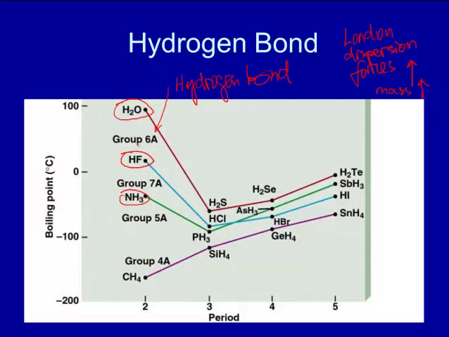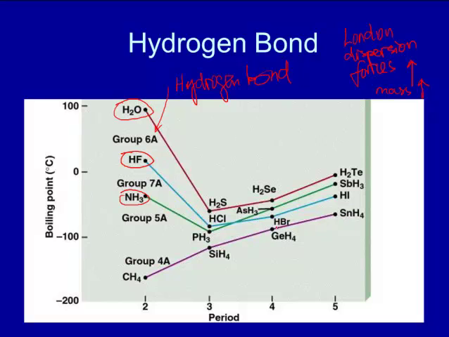Because only those compounds within those families are capable of forming that. H2S can't, HCl can't, PH3 can't. And in this series, now it's following it nicely.